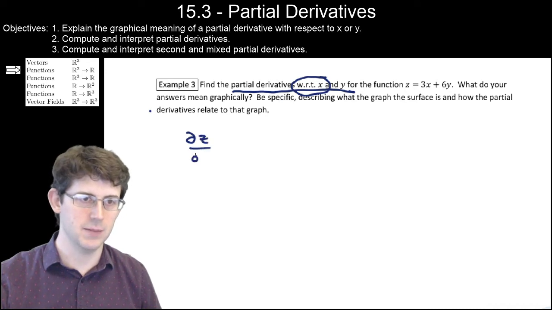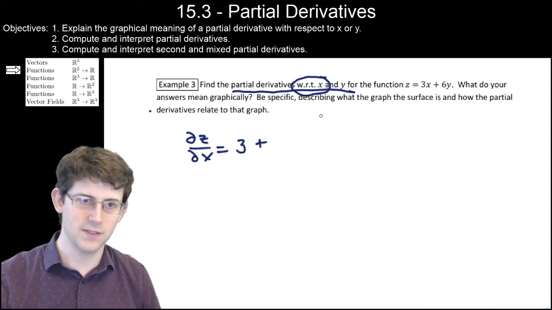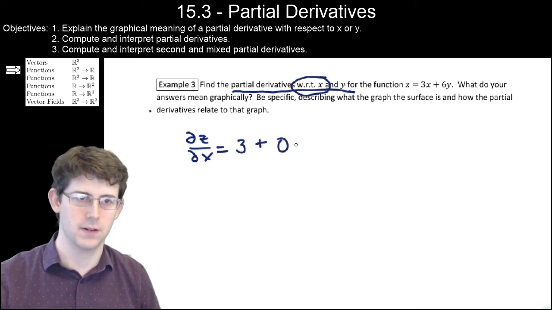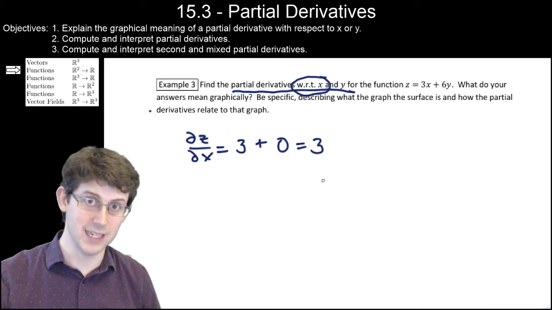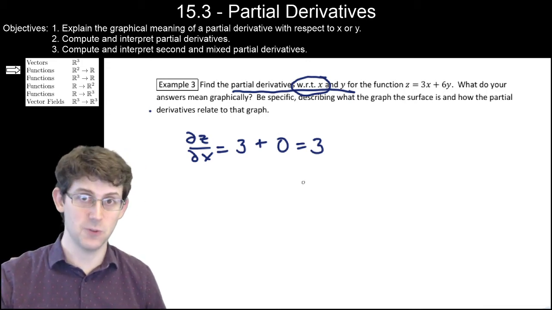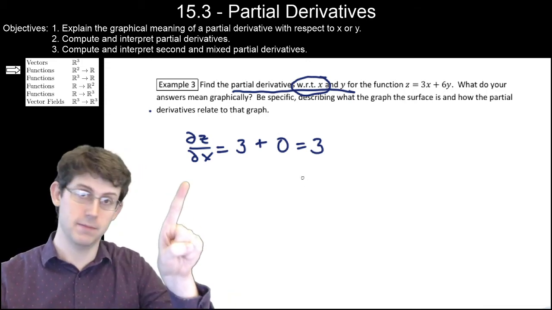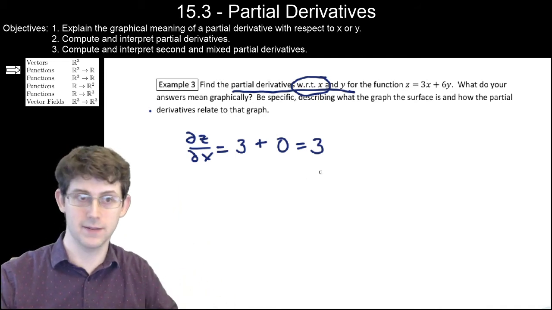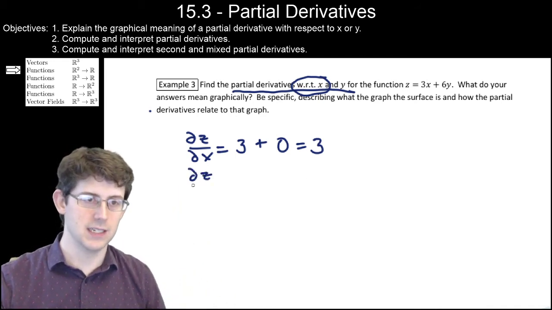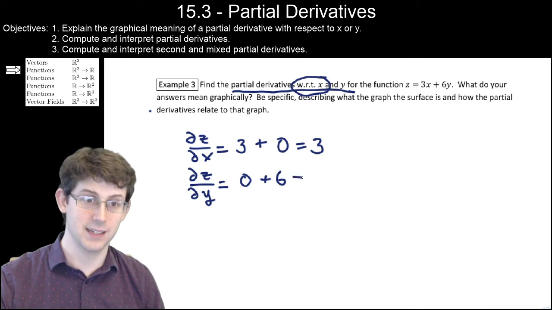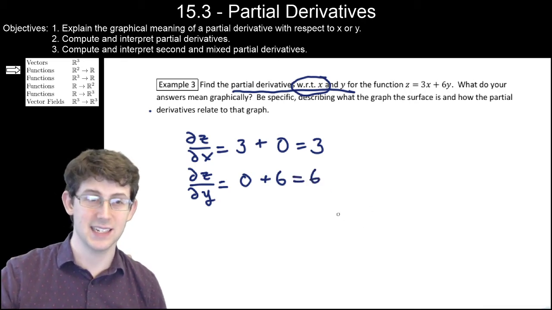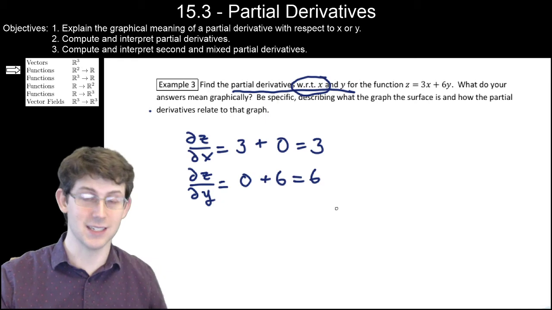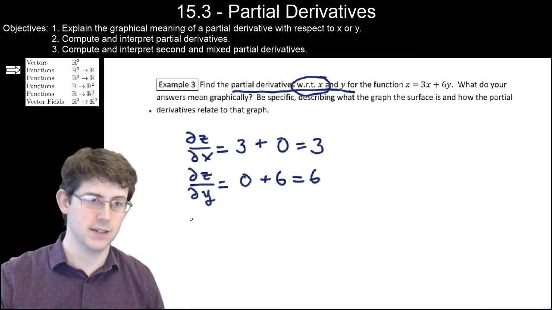Well, partial z partial x: the derivative of 3x is 3, and the derivative of a constant is 0. So partial z partial x is 3. This means that on this plane, if you walk in the x direction, you go up by 3 for every 1 you go over. When you instead take partial z partial y, the derivative of 3x is 0, and the derivative of 6y is 6, so you get 6. This says that if you walk in the y direction, it's twice as steep. So this is a plane.